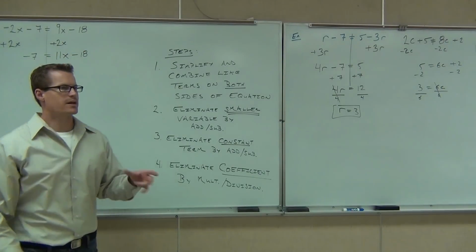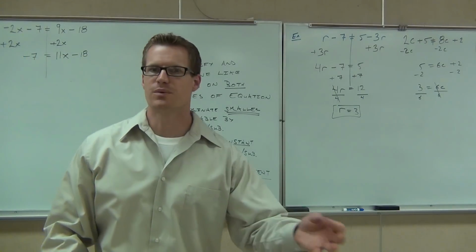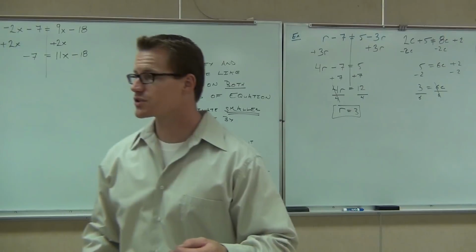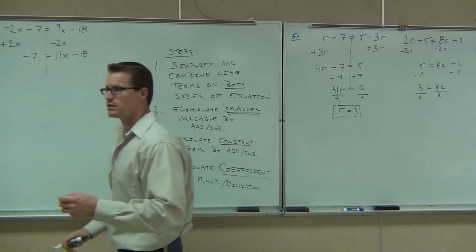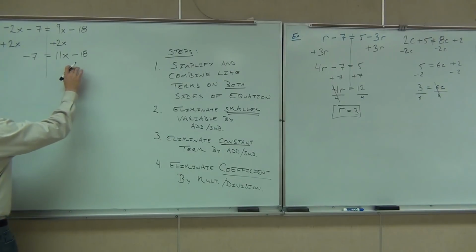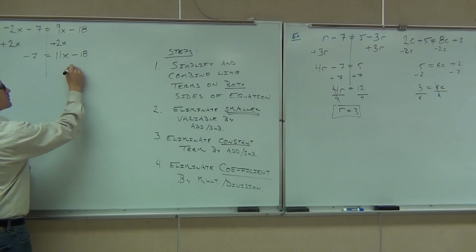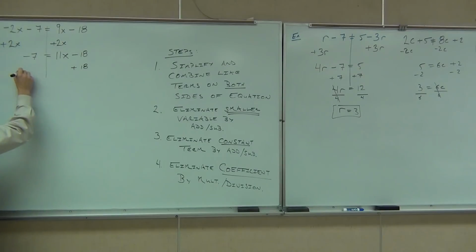As soon as we get rid of that smaller variable, then we have something we can work with. So we get rid of our constant term. What's our constant term here? The 18, the negative 18. How are we going to get rid of that? Add 18 to both sides. On the right-hand side, I get 11x. On the left-hand side, I get 11 positive.